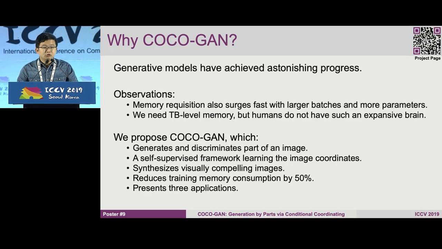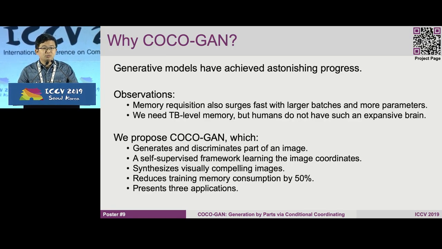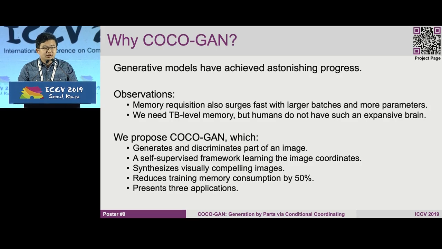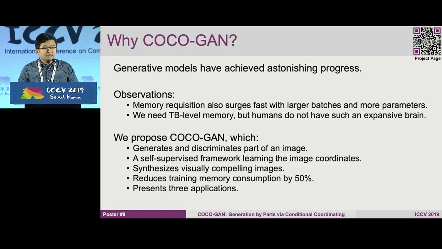In recent years, generative models have accomplished many astonishing progresses. However, it becomes more and more difficult to train these state-of-the-art generative models. Recent research keeps adding more parameters and larger batch sizes to achieve high quality and high resolution generation. This design forces us to acquire terabyte-level memory, which is not affordable for regular users.